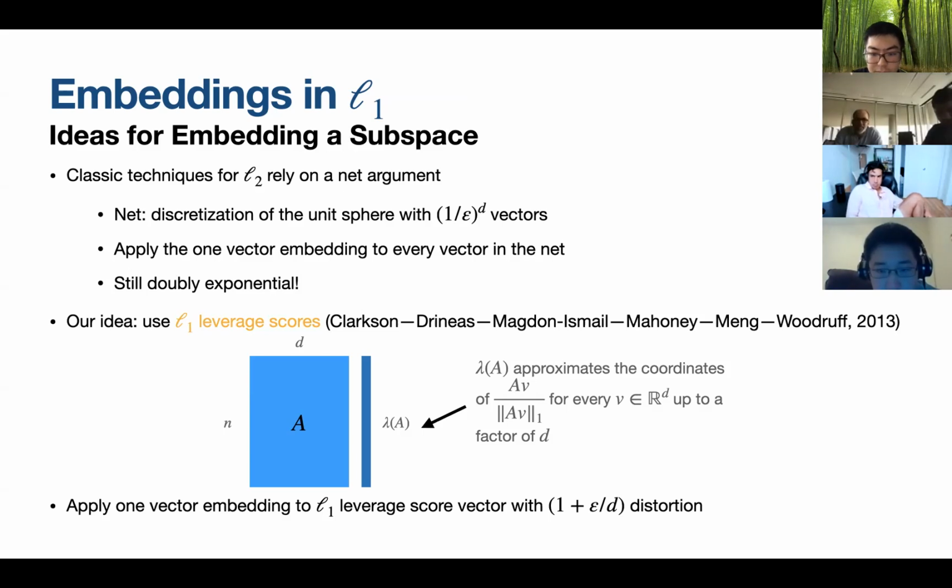I didn't understand that at all. Could you repeat that, please? Yeah. Essentially, the L1 leverage score vector gives us a single vector, which depends on this matrix A, such that the coordinates of this one vector simultaneously approximate the coordinates of every single vector in the column space up to a factor of D.